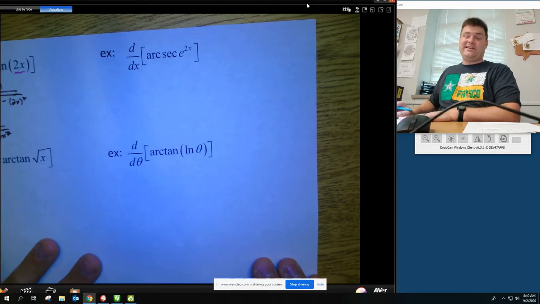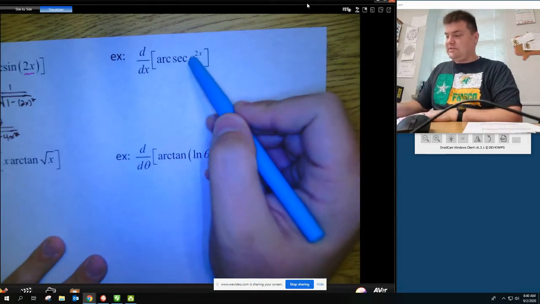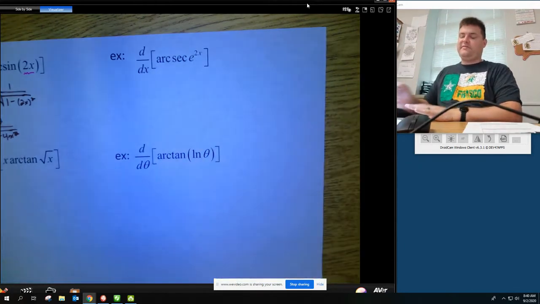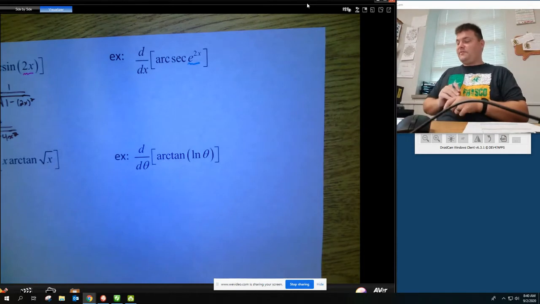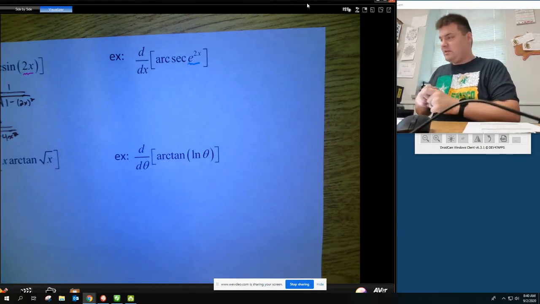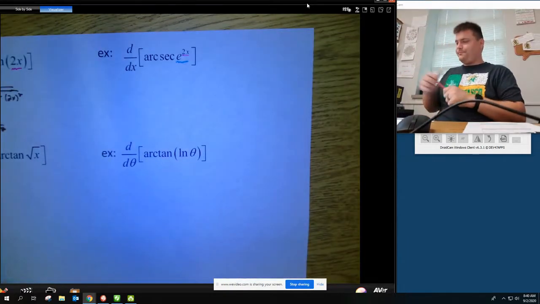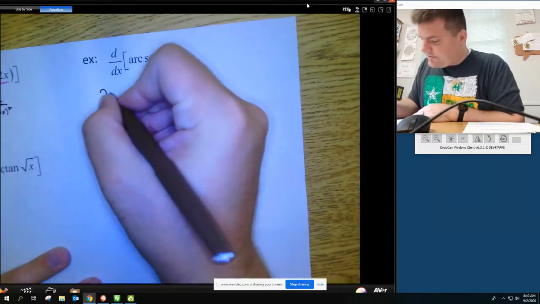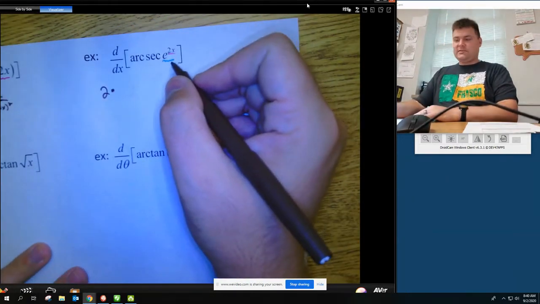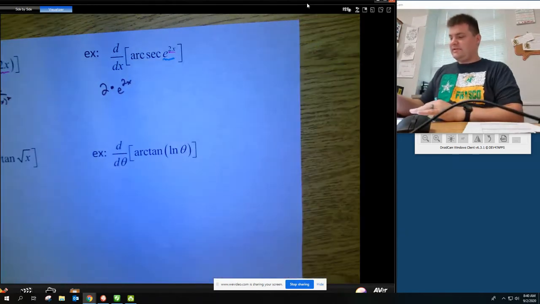So let's go ahead and look at the second example here. This is actually a chain in a chain, because you've got arc secant of a function, and the function is e to the 2x, which is another function. So you're going to have a double chain here. So take the derivative of the inside. Taking the derivative of e to the 2x is actually another chain, so inside that chain is going to be the 2x. So the derivative of 2x is 2, times the derivative of e to the 2x, which is e to the 2x, because you have to leave that the same.